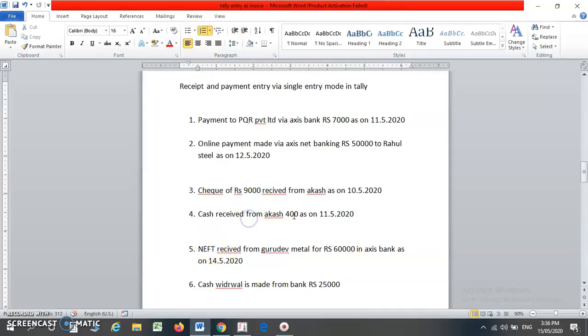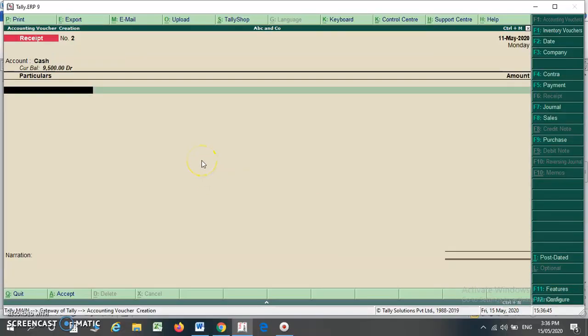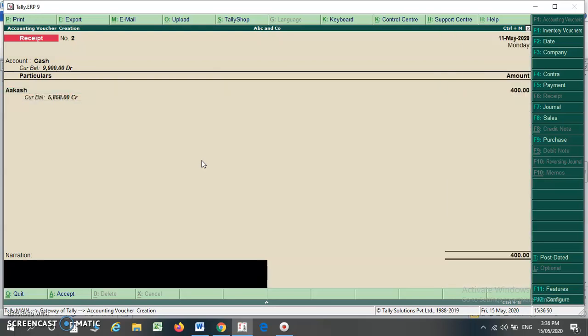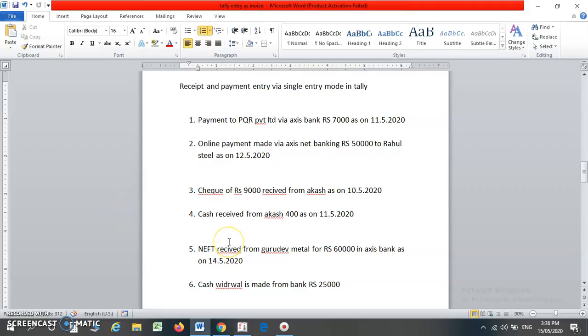Cash received from Akash 400 on 11/May/2020. So 11/5, I have to write here cash. I have to write here party name. In this way I can make an entry for my receipt transaction.